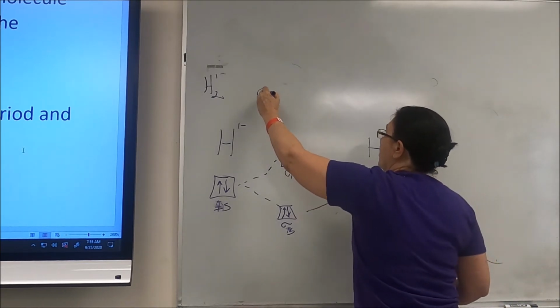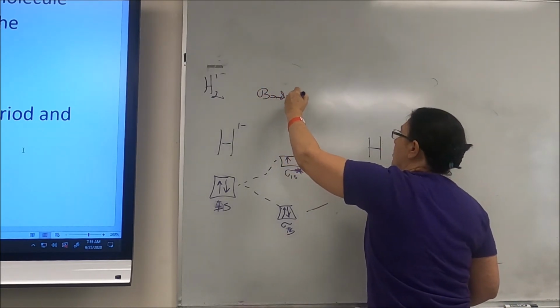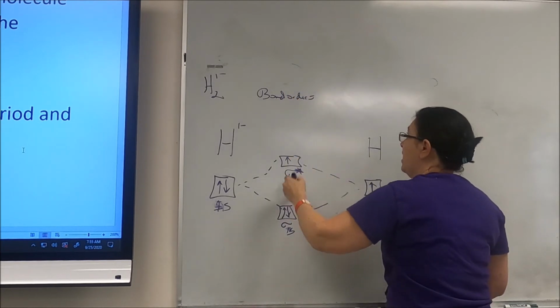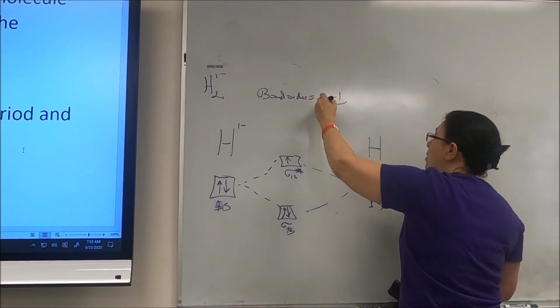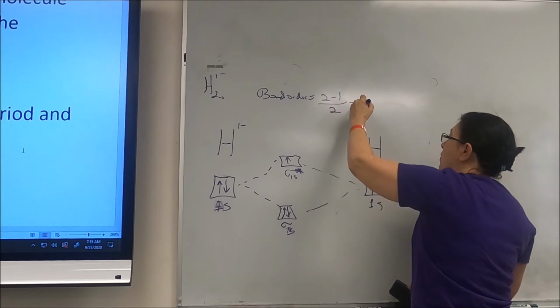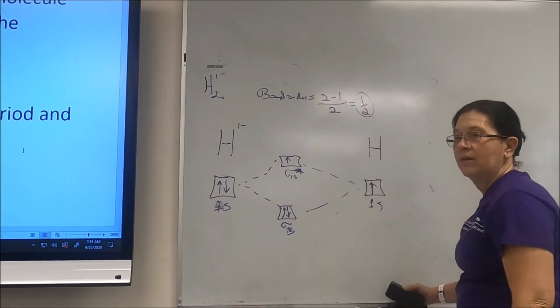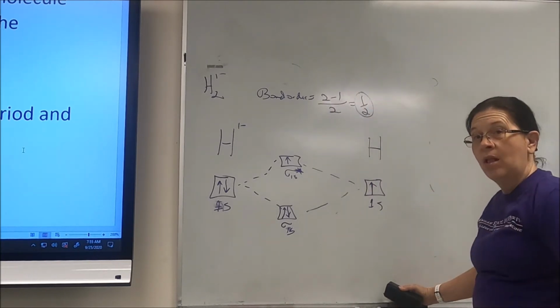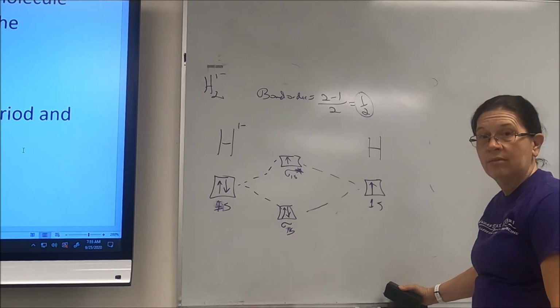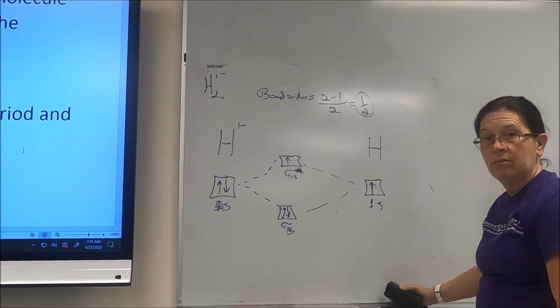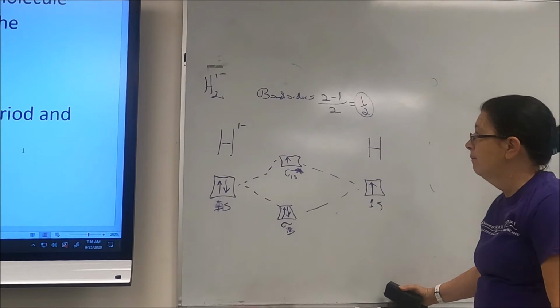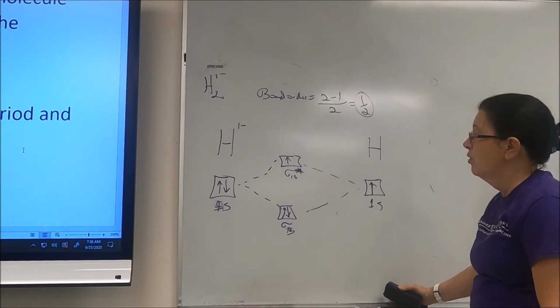The bond order here is going to be 2 minus 1 divided by 2. We get a bond order of 1/2. That means that this molecule can exist. Okay? So a bond order of 1/2.